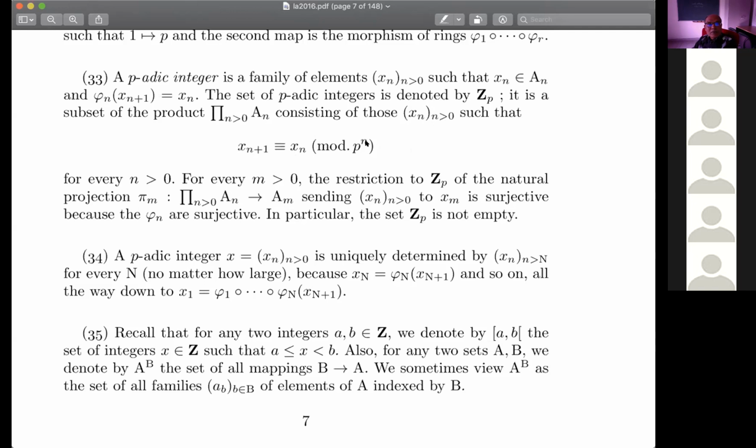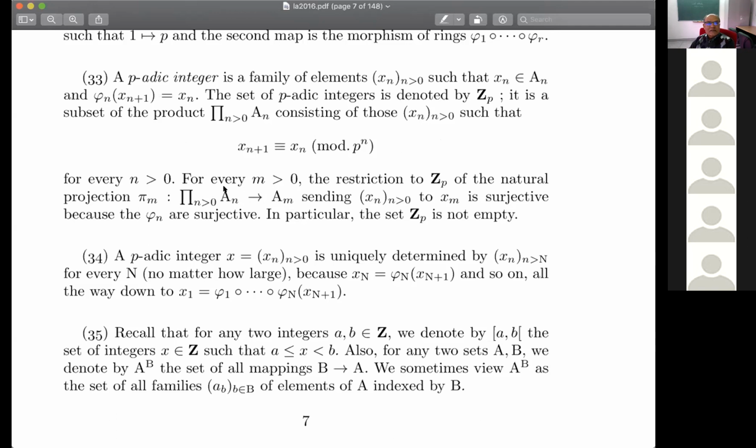Now this displayed requirement here is exactly the same as the requirement that phi n of xn+1 should be equal to xn. This is just a different notation for the same thing. Okay? So that's the condition that these families have to satisfy in order to be in the limit. And that limit is being called Zp. For the time being, it's just a set. We'll make it into a ring very soon.